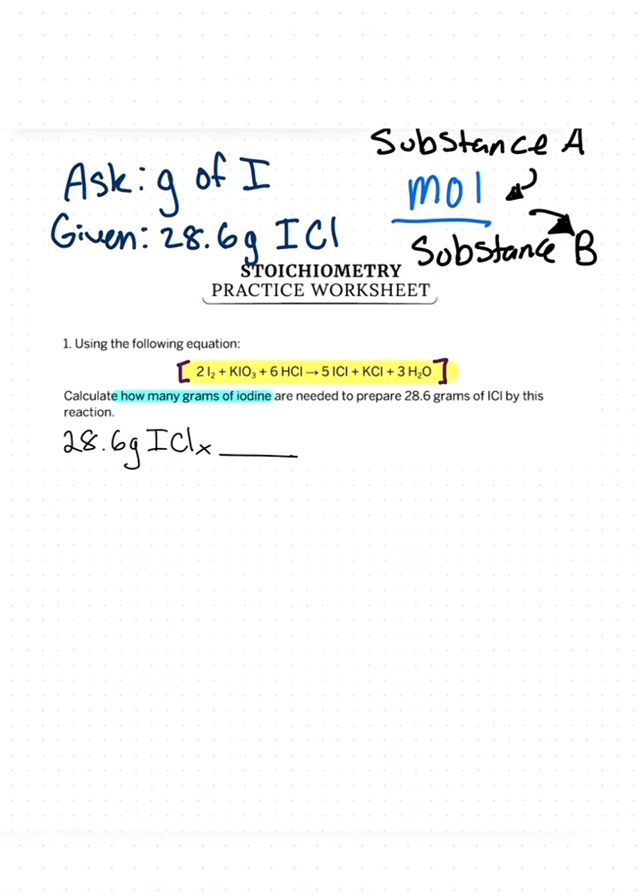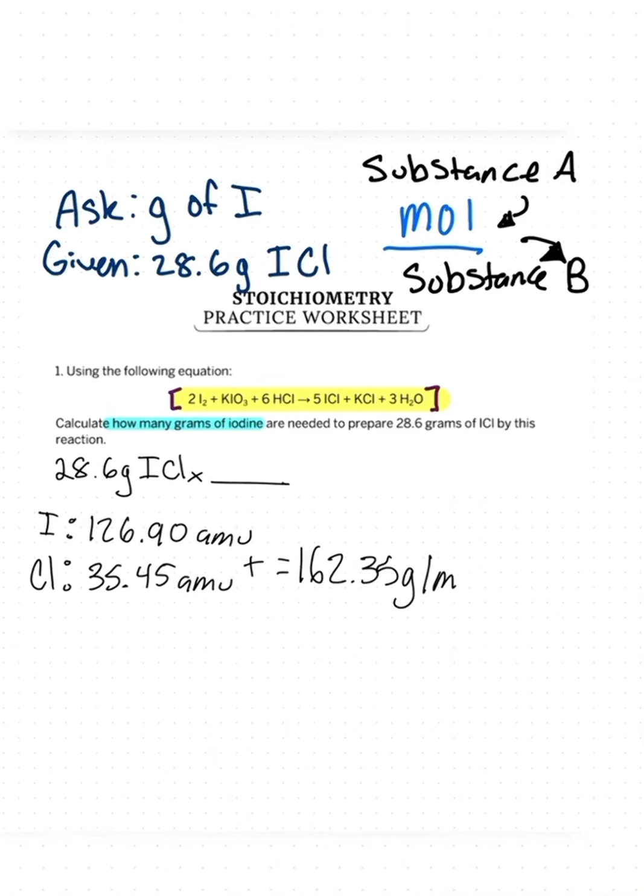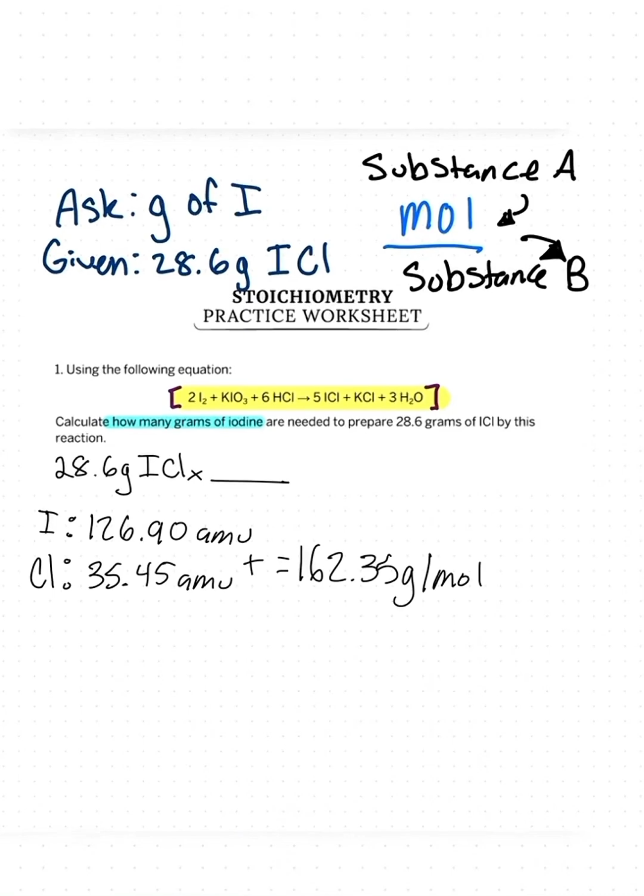So in ICl, we have iodine and we have chlorine. And if we look at the periodic table, iodine has an average atomic mass of 126.90, and then chlorine has an average atomic mass of 35.45. So what you're going to do is add these two together, and that's going to give you its formula mass. Iodine and chlorine's formula mass together is 162.35 grams per mole. I actually have no clue why I said 126 when I meant 162. I do make that mistake a little bit more in this video, but don't mind that, please.